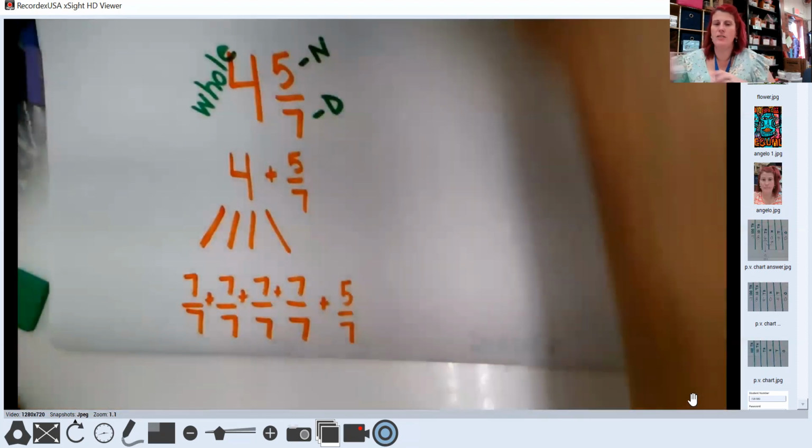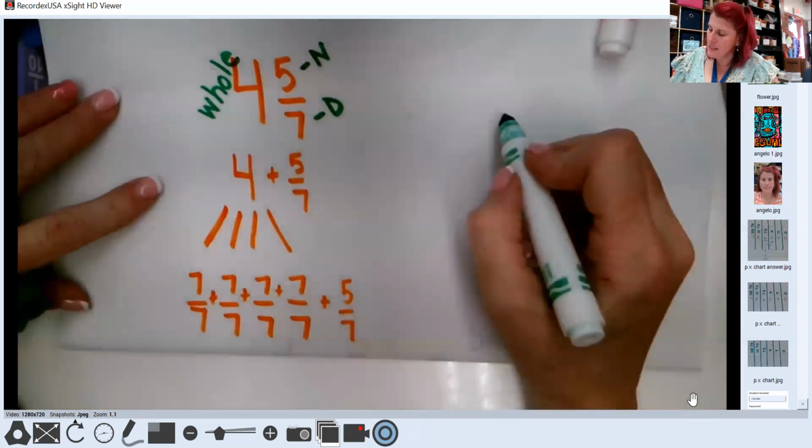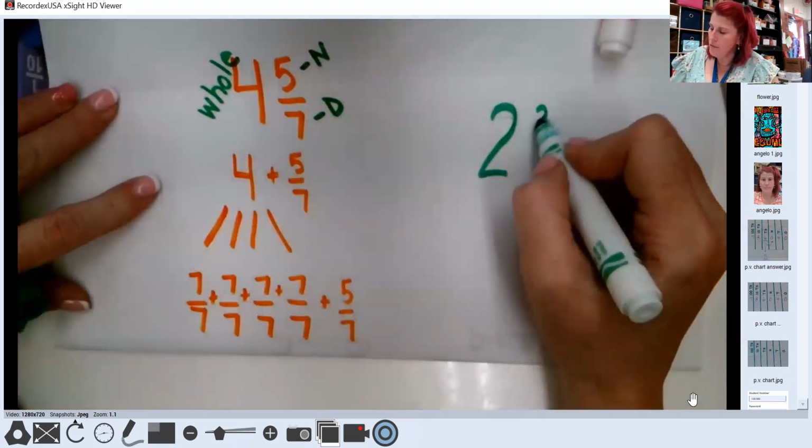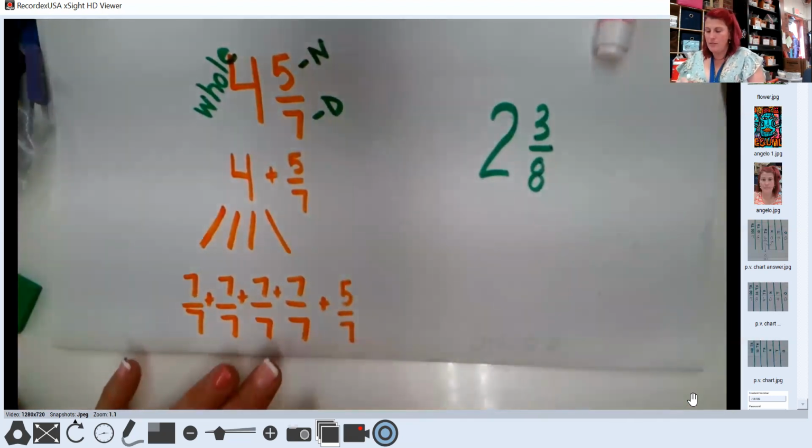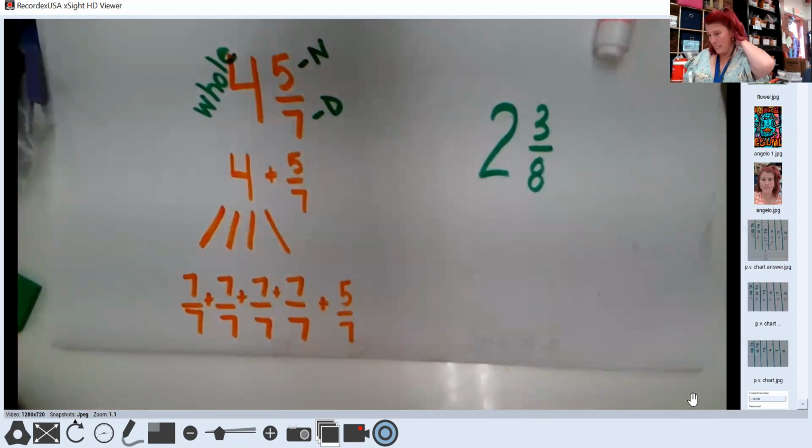All right, and here is your problem for practice. 2 3/8. Decompose this mixed number into fraction pieces.